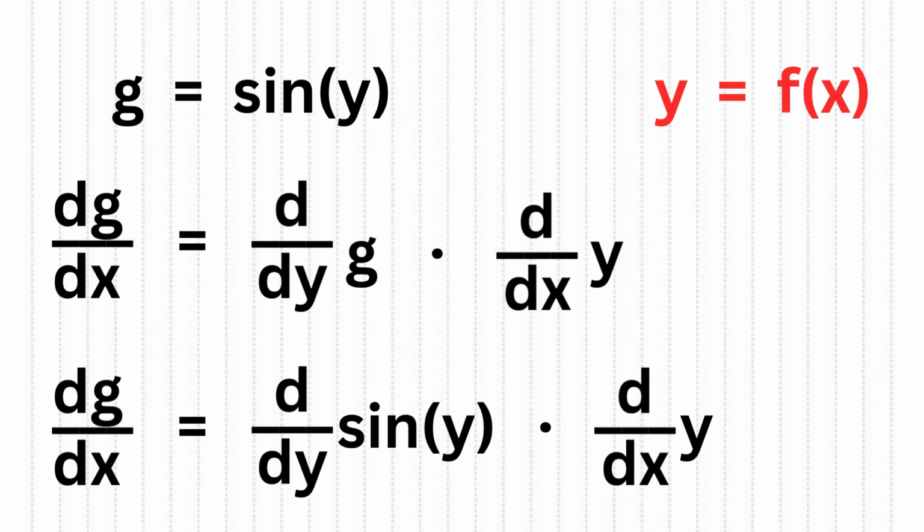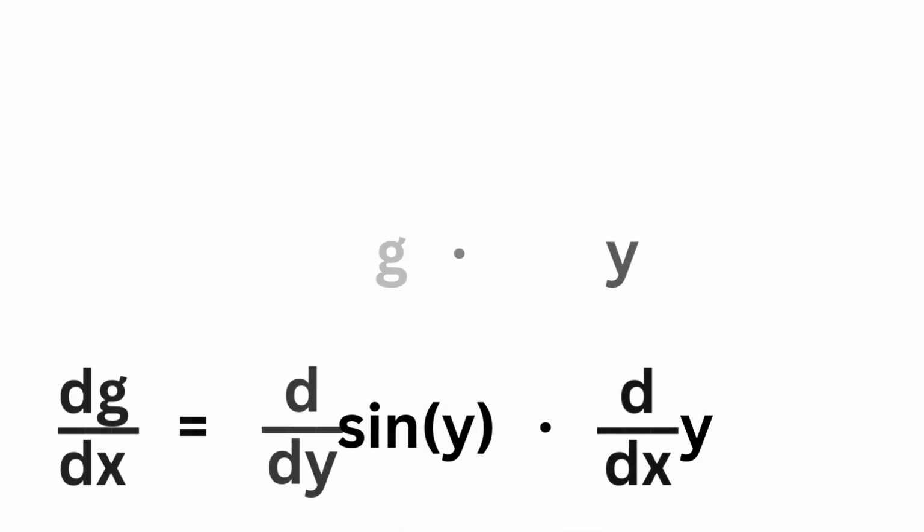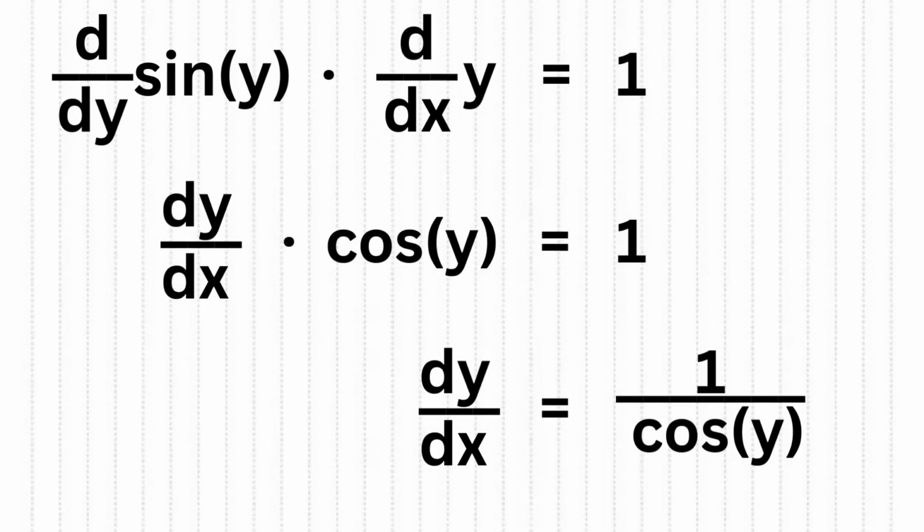This gives us dg dy times dy dx, and you'll see that the dy terms cancel out, leaving us with dg dx. So when the g function is something like sine of y, we have to take the derivative of sine of y with respect to y and then multiply it by dy dx. This is actually the chain rule at work. And so, with that, we get the derivative of sine of y with respect to y, that being cosine of y, multiplied by the derivative of y with respect to x, dy dx, which is what we were looking for from the start. Rearranging to find dy dx, we find that it's equal to 1 over cosine of y.